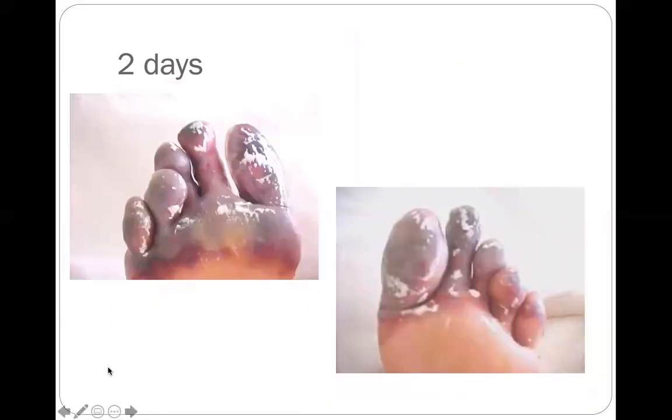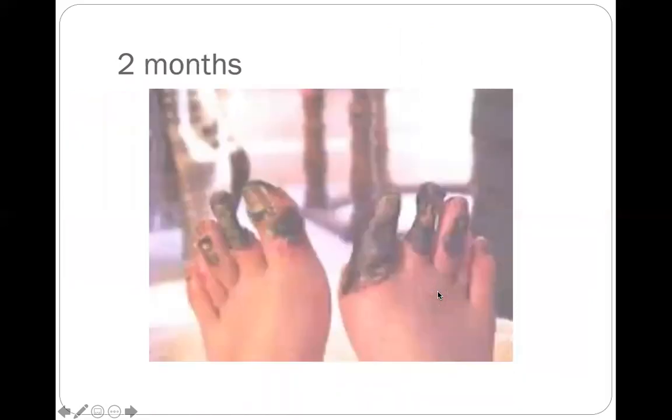So yeah, you can see a better picture of it here. One of her feet, you do see it coming down into this region of like the ball of the foot, but not so much on her other foot that you can see. So this is all within 2 days. After 2 months, this is what her feet were looking like.